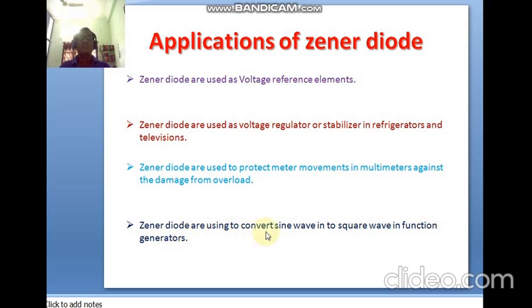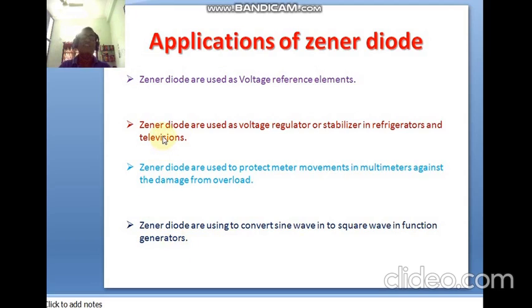Similarly, the fourth one is that the Zener diode is used as a converter from sine wave to square wave in function generators. If you take a CRO, you take the function generator as input. Here we give a sine wave as input and get a square wave as output on the screen. So here Zener diodes are converting the wave shape. A sinusoidal wave, meaning either a sine wave or cos wave, can be converted into a square waveform in function generators. So these are the applications of Zener diode.